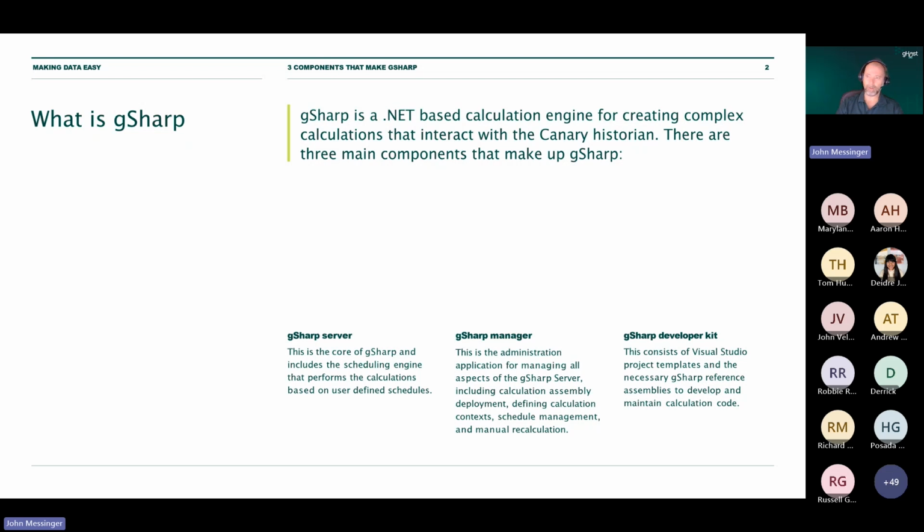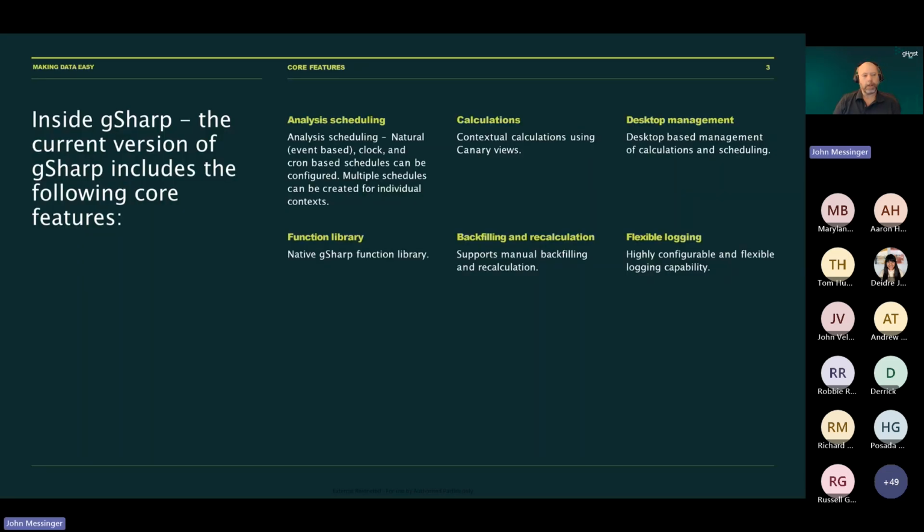Currently, gSharp includes these primary features. Obviously, analysis scheduling. It uses what we call natural or event-based triggering. So every time a new event is received for your input tags, that can trigger a calculation. It also supports clock-based scheduling and also uses cron schedules to give you fine control over calculations that need to occur at very specific points in time.